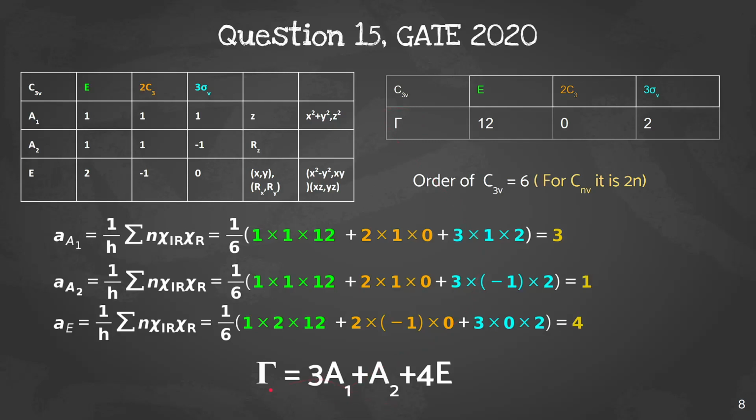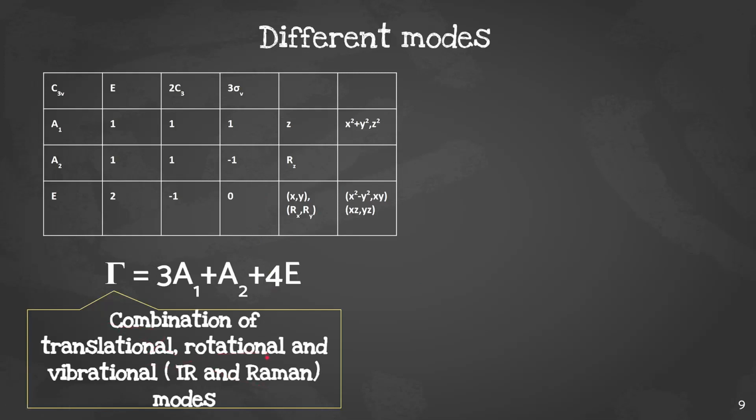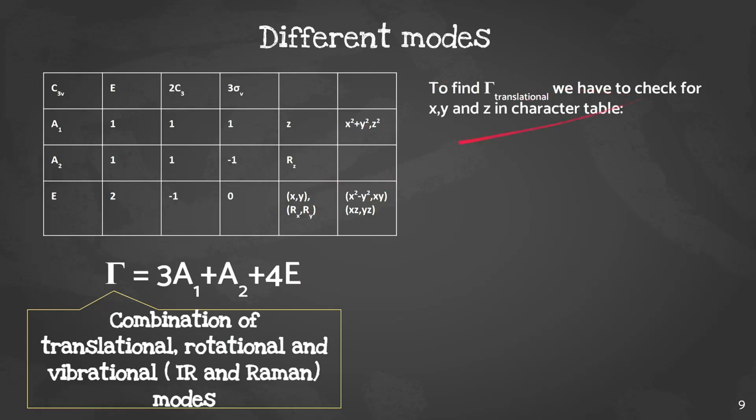Now this τ is a combination of translational, rotational and vibrational modes, and the vibrational modes hold the knowledge of the Raman modes. So we first have to find the vibrational modes. To find that, we need to know the translational and rotational modes, and that's where these two columns come in handy. To find the translational mode, we check for x, y, z in the character table. We can see that z has a contribution from A1 and x, y from E. So τ translational will be A1 + E.